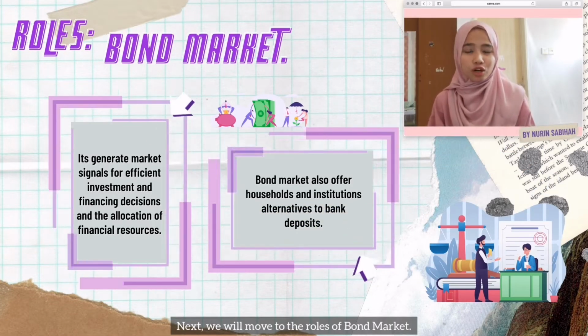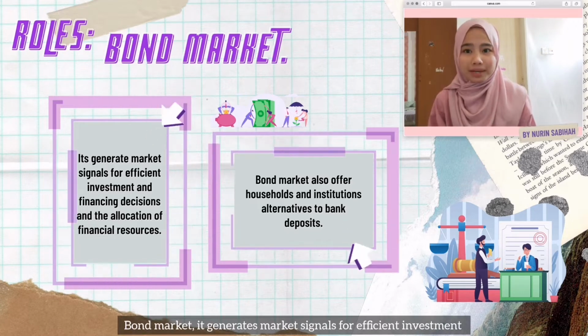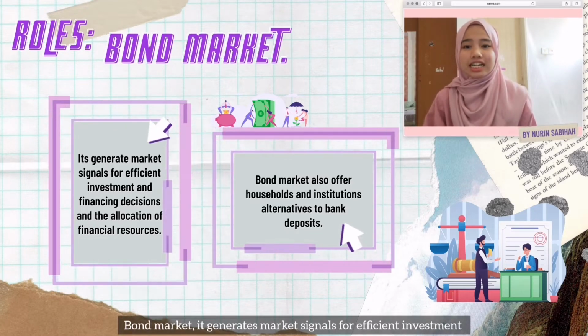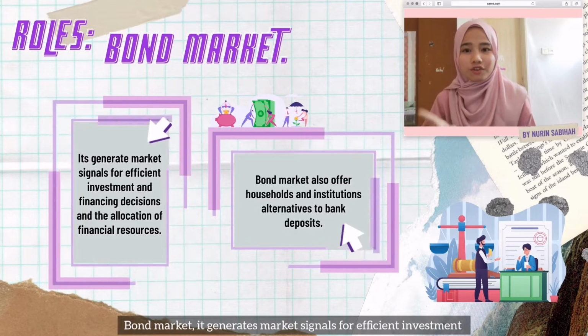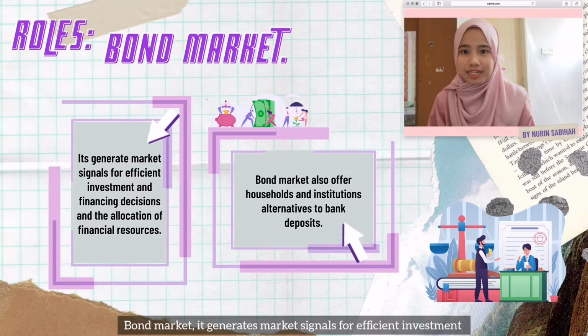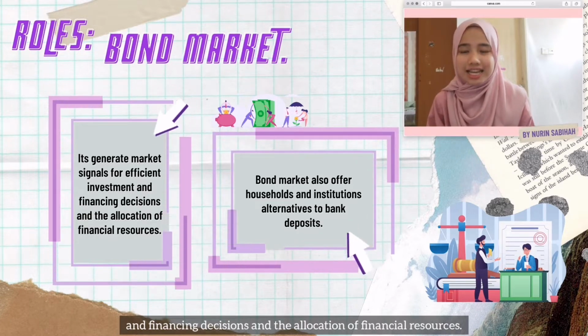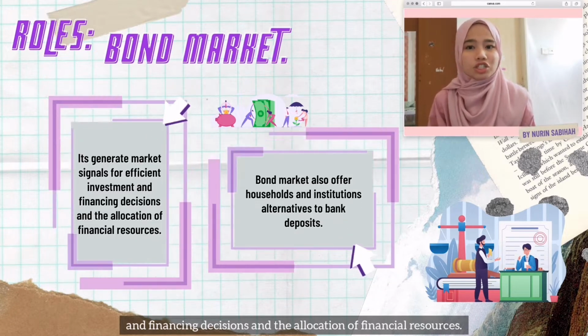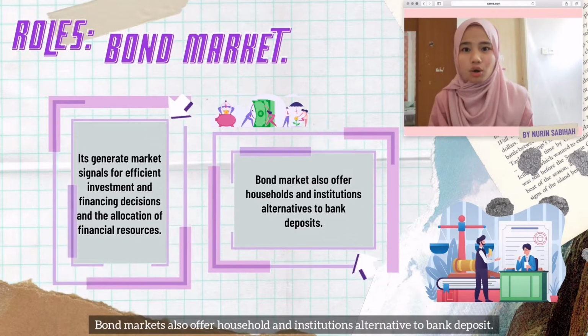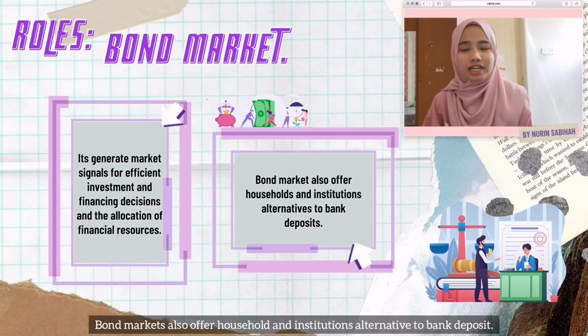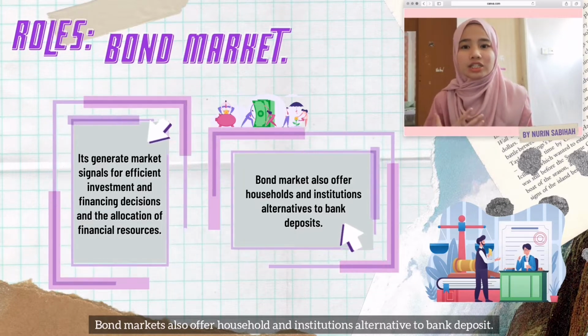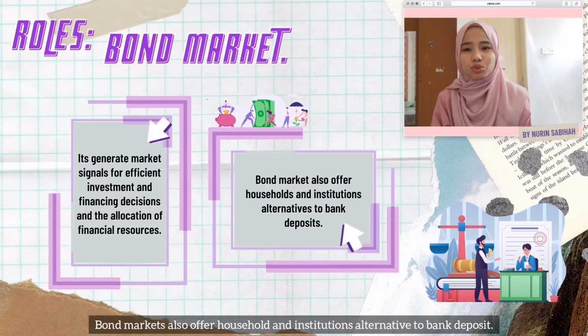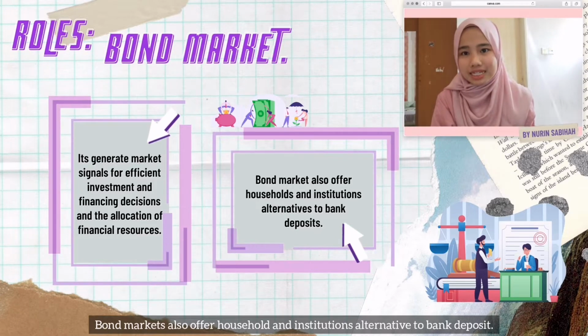Next, we move to the roles of the bond market. The bond market generates market signals for efficient investment and financing decisions and the allocation of financial resources. Bond markets also offer households and institutions alternatives to bank deposits.